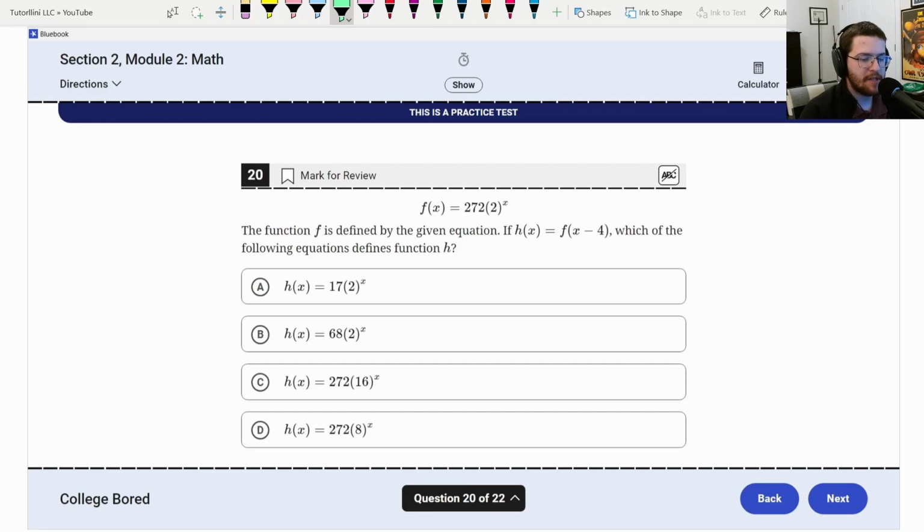Okay, question 20. Even though you don't need to understand this at all to do the question, this is a function translation.